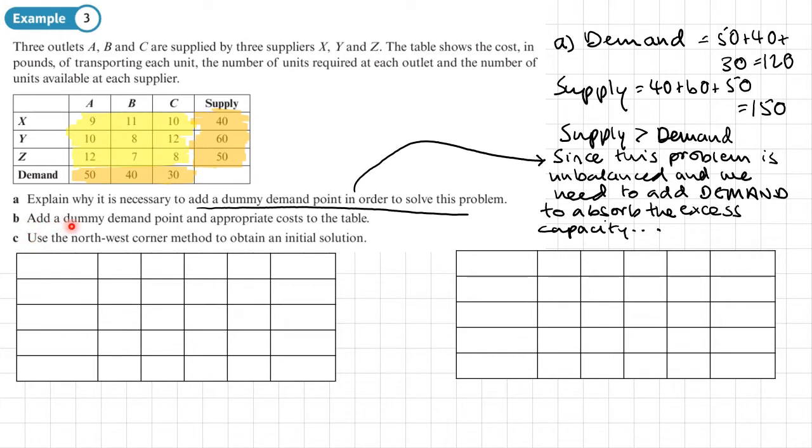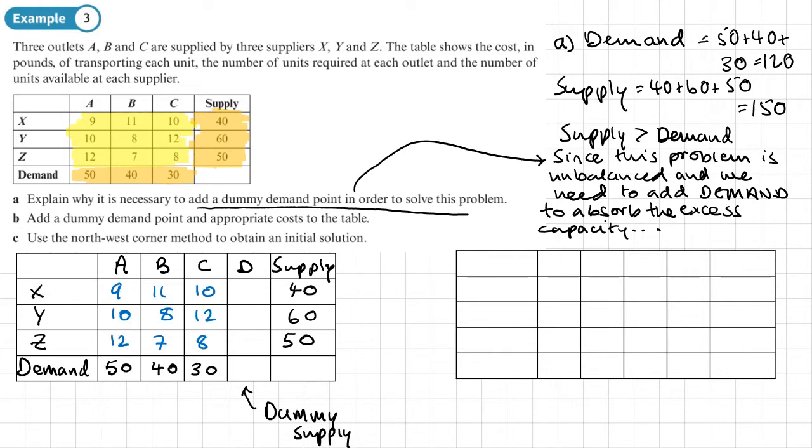Part B says add a dummy demand point and appropriate costs to the table. So we already have demand points A, B and C. Unfortunately for us, the next letter in the alphabet is D, for dummy. So we'll complete the rest of this table.